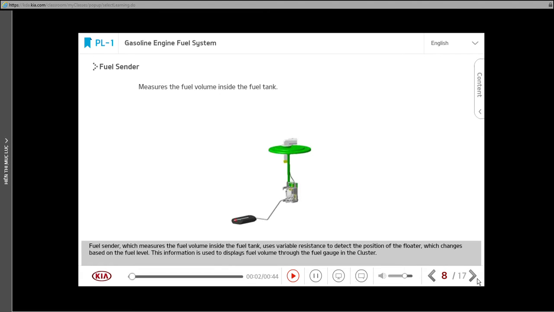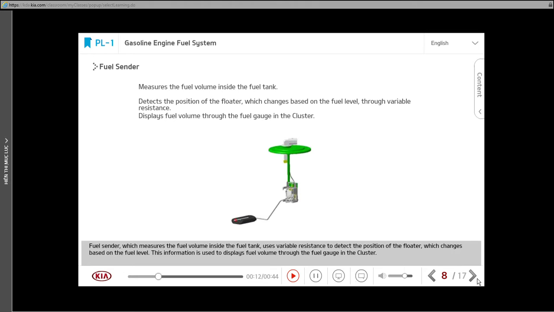Fuel sender, which measures the fuel volume inside the fuel tank, uses variable resistance to detect the position of the floater, which changes based on the fuel level. This information.